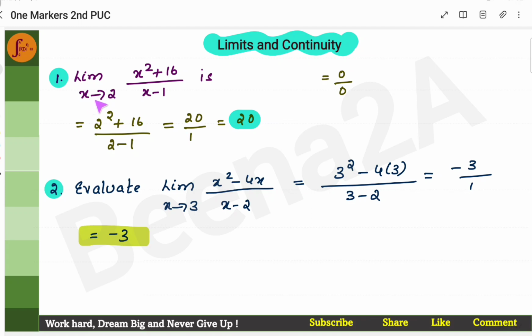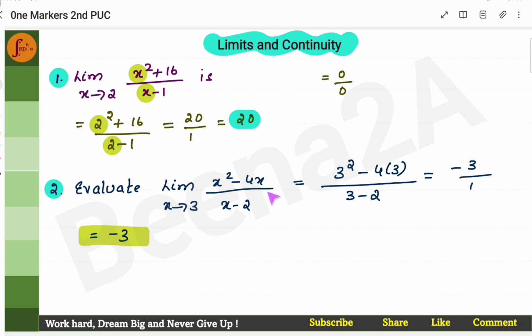Now, you have x tends to 2. So, substitute 2 wherever x is there. So, you will get 2, instead of x I have put 2. So, 2 square. And instead of x, again here I have put 2. So, now I substitute, I get 20. So, this is the limit value. Here I have not got 0 by 0. I have directly got the value. Now, next problem.